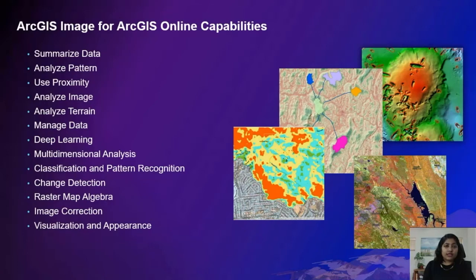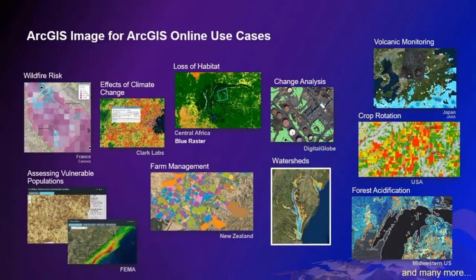Another great functionality is raster map algebra, which is a simple and powerful way to perform analysis. Additionally, there are many data management tools to prepare and manage your data for analysis. These and many more raster analysis capabilities are available in ArcGIS Image. With all these analytical capabilities, we can now solve different kinds of real-world problems.